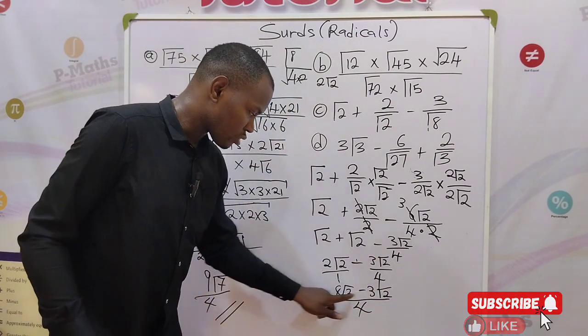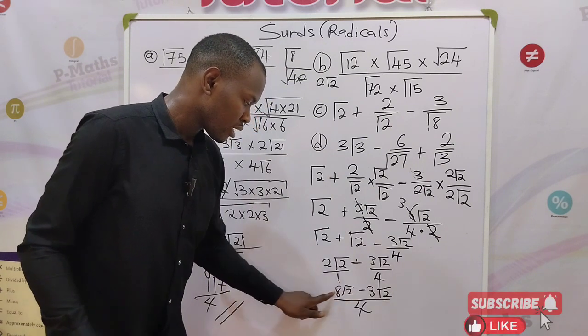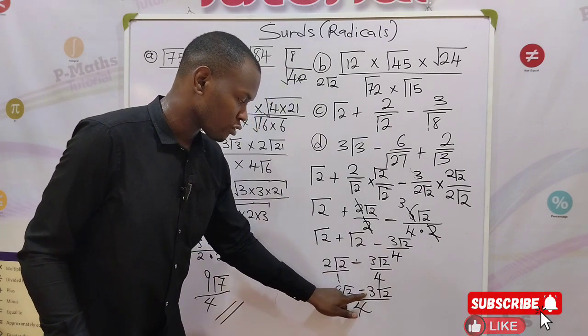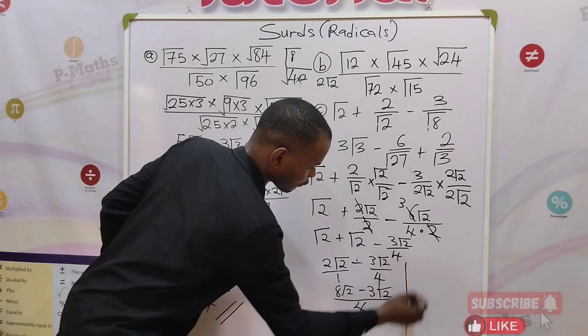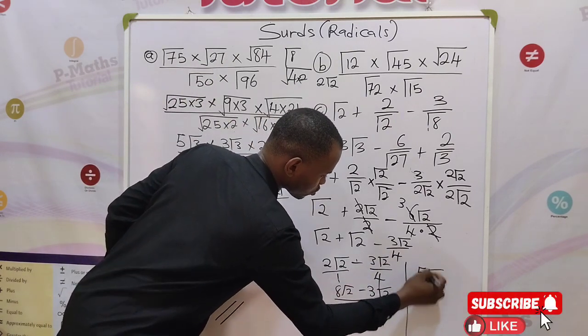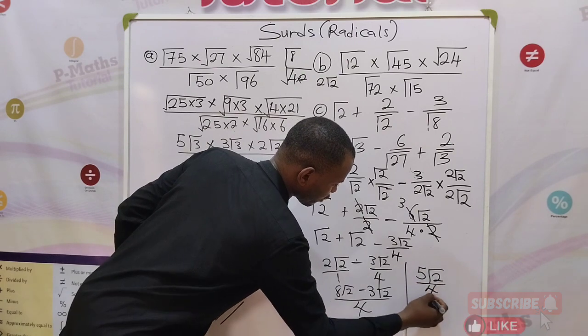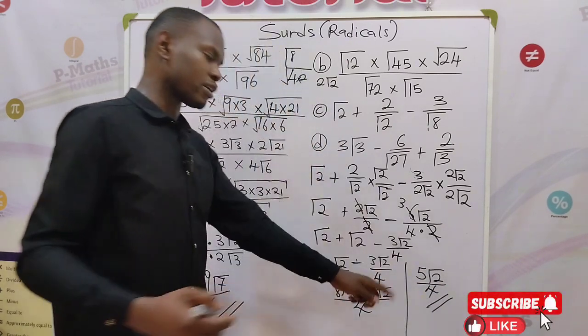Now because the square roots are the same, we can subtract. 8 root 2 minus 3 root 2 will give us 5 root 2. So we have 5 root 2 over 4. And that becomes the final answer.